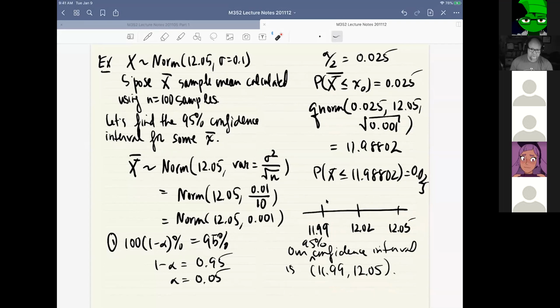Professor? Yes. If our mean is 12.05, then it seems odd that the upper end of our confidence interval is also 12.05. Oh, that's because I screwed up the mean right here, right? So this should be, that's a 0.05, so we get 12.11 then? Yeah. Yep. Thanks, Patrick, for catching that.